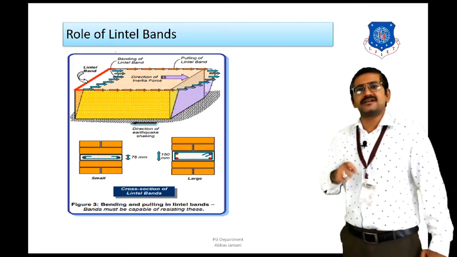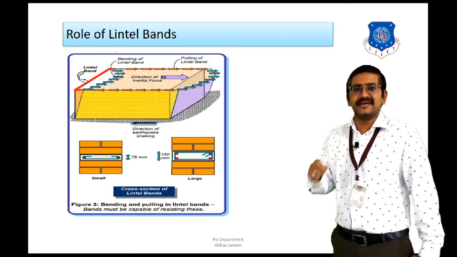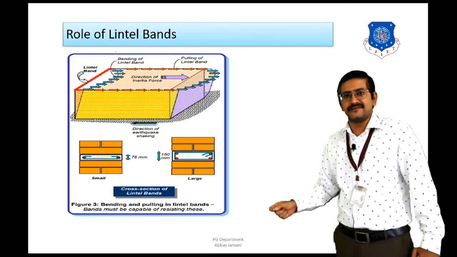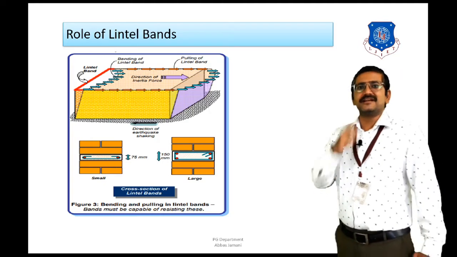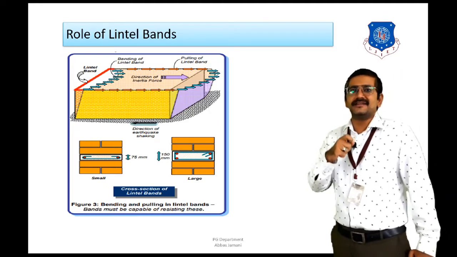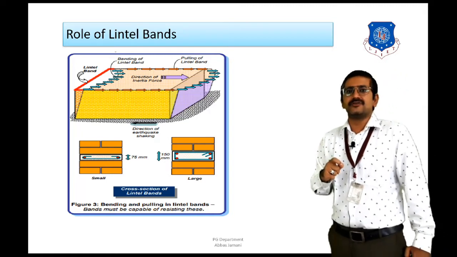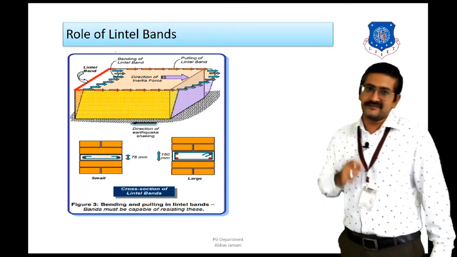So if these corners are detailed properly, then and only then can the effective force transfer be there, and then only can the load be easily transferred to the foundation and from the foundation to the soil, right? So we have understood that the design of lintel band is going to be governed by the out of plane bending or the horizontal bending, and it is also going to undergo the effect of tension force, or in other words we can say the pulling effect, right?